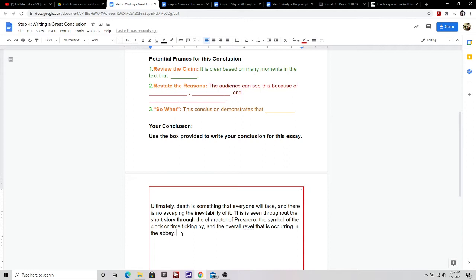I also phrase it as the overall revel that is occurring in the abbey, right? The symbol of the clock or time ticking by. That's not how I phrased it initially, all right? Here is where I might add some other deep thoughts or reasons or commentary on the author and the story if I wanted to, all right? But first, I'm going to just create a so what statement, and then we'll look at adding that a little bit later. So I'm going to say this conclusion, I'll use the frame here.